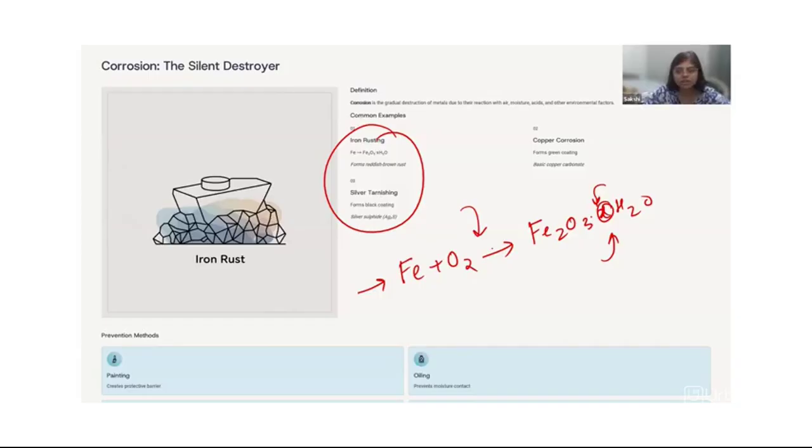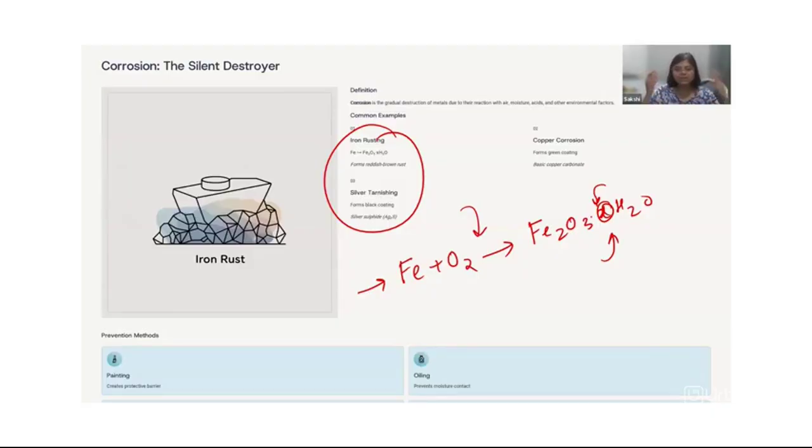Next is tarnishing of silver. You must have seen your mother's silver jewelry, after some time it becomes black. That is also an example of corrosion. Next is copper. You must have seen the Statue of Liberty. Yes, what is the color of the Statue of Liberty?